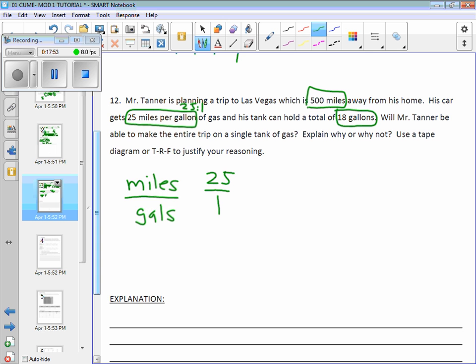For right now, I'm going to disregard this 500 miles. Let's just find out how many miles he can go on 18 gallons based on this 25-to-1 ratio. So I'm going to take the 18 gallons and put it where it belongs in the template, and that's the bottom. And let's find out how many miles 18 gallons will get them. That's what we're trying to find.